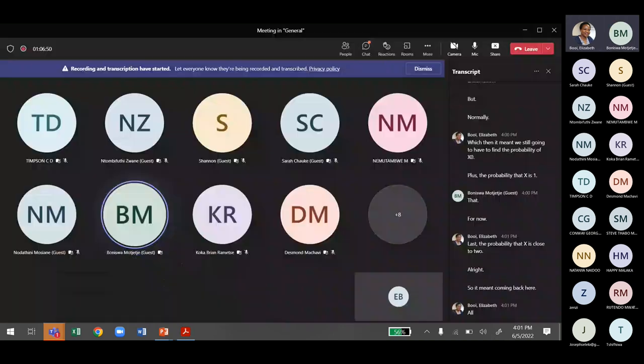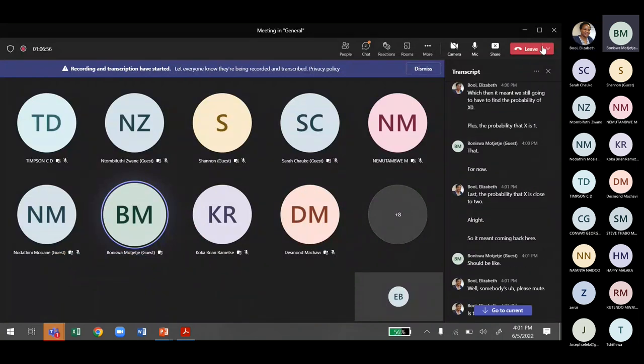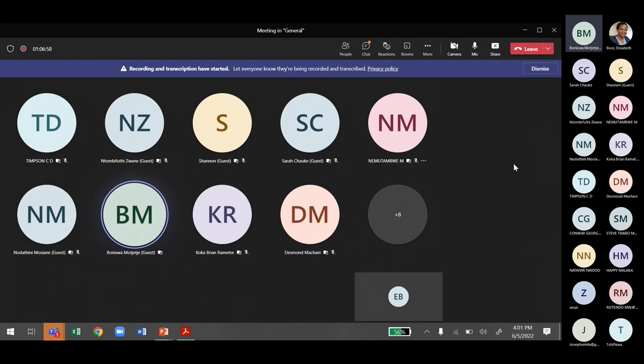Somebody is muted. Is that not muted? Yeah.